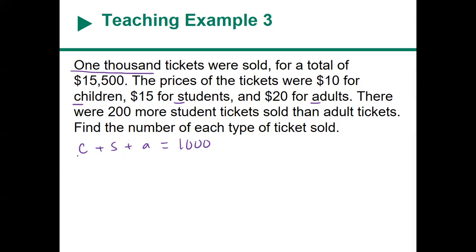Next, it tells us the cost. So $10 for children plus $15 for students plus $20 for adults equal $15,500. Then it says there were 200 more student tickets sold than adult tickets. So we know that student tickets equals adult tickets plus 200.